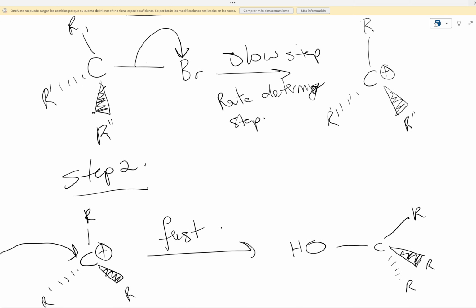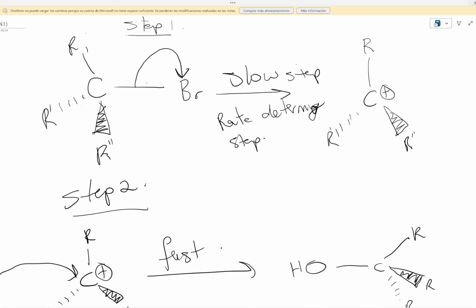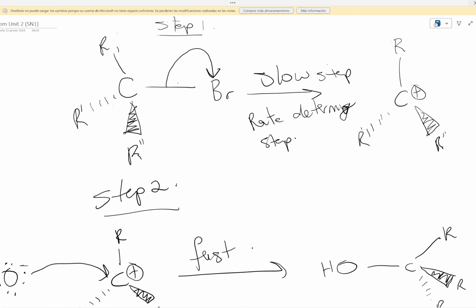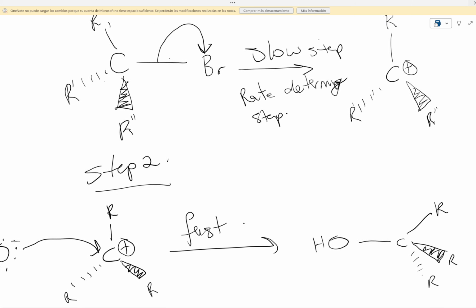And for the SN2, it only happens with our primary halogenoalkanes in Unit 2, and we can look at it in secondary as well. So secondary halogenoalkanes can undergo SN1 or SN2. Primary can only undergo SN2. Tertiary can only undergo SN1. All right, so that's really it there.